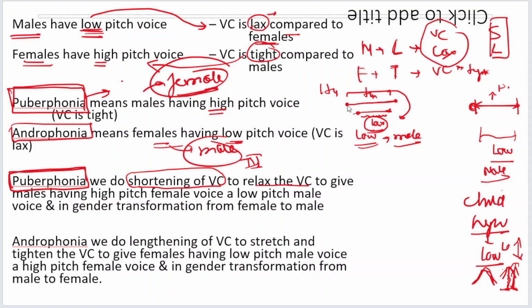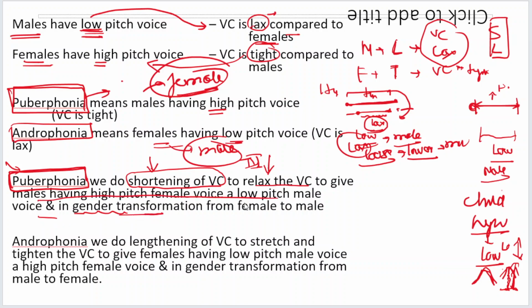We are not changing the length of the vocal cord. We are only bringing the 2 points closer together, so that the tight vocal cord becomes lax or loose, so that it can now function at a lower pitch. Okay, to give a male kind of a voice. And also in gender transformation. So let me just complete this. In puberphonia, we do shortening of the vocal cord so that we can relax the vocal cord to give males having a high pitch female voice a low pitch male voice.